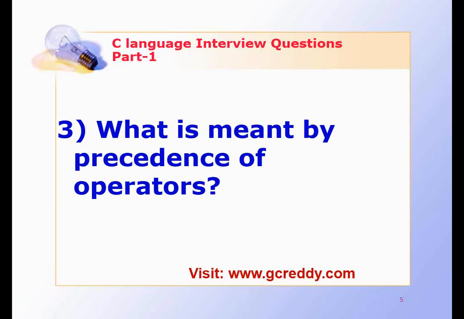What is meant by precedence of operators? If more than one operator is involved in an expression, then C language has a predefined rule of priority of operators. This rule of priority of operators is called operator precedence. In C, precedence of arithmetic operators is higher than relational operators, and precedence of relational operators is higher than logical operators.